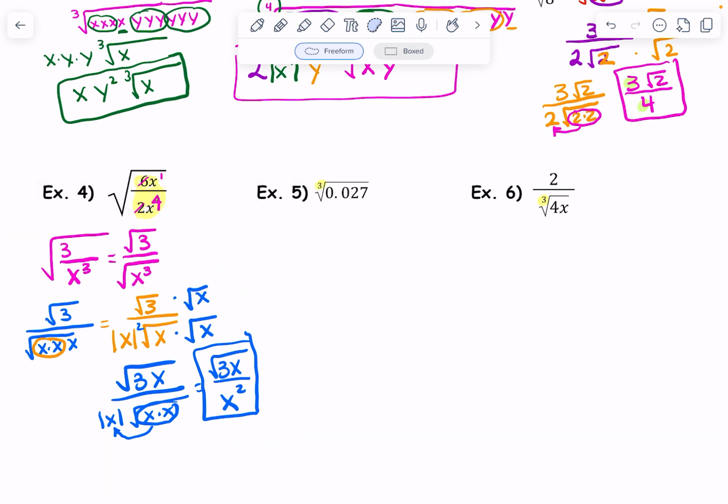Okay. Now this one's kind of interesting because although there's no variables, we do have a number that is kind of a little bit hokey. It's a decimal, right? Well, this decimal has 1, 2, 3 spaces, right? So that means when I break it down, I have to split these 3 decimal places up. So let me give you an example.